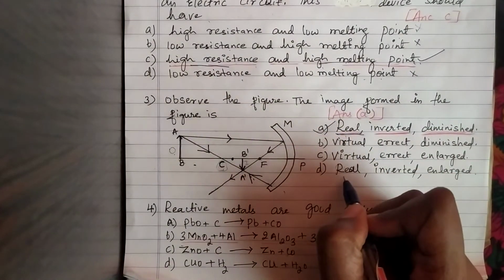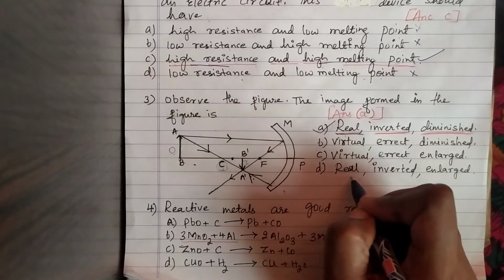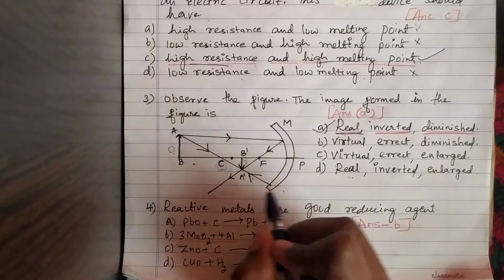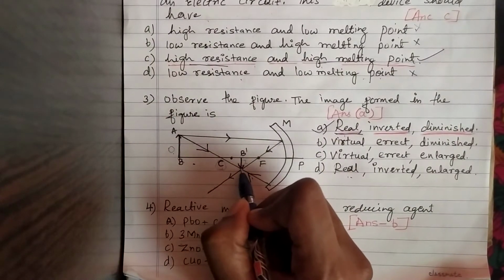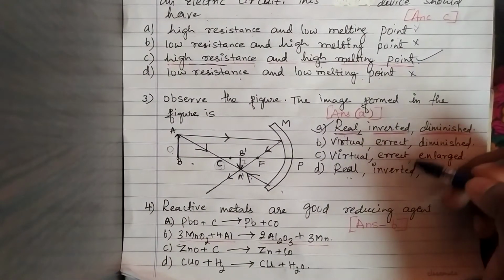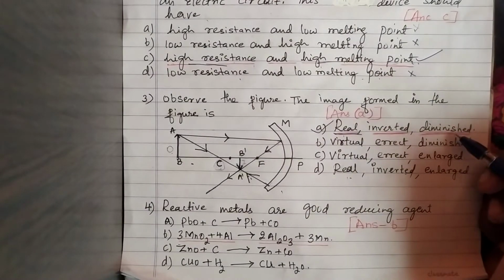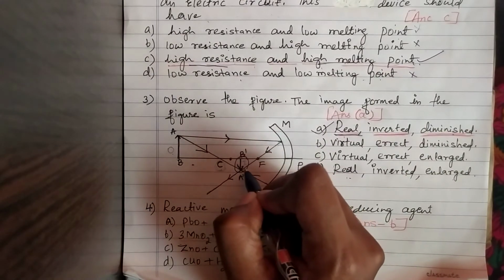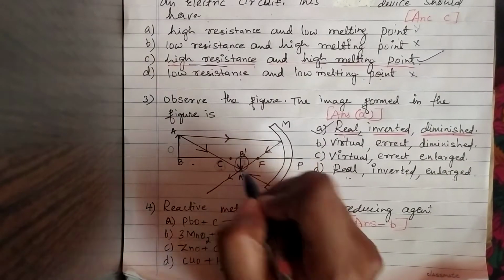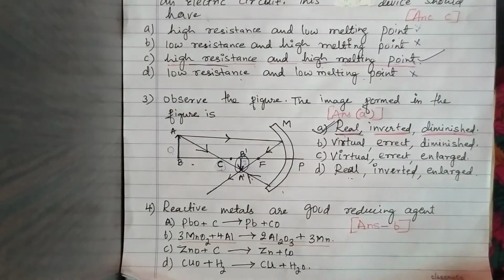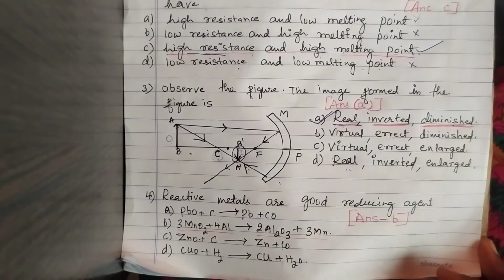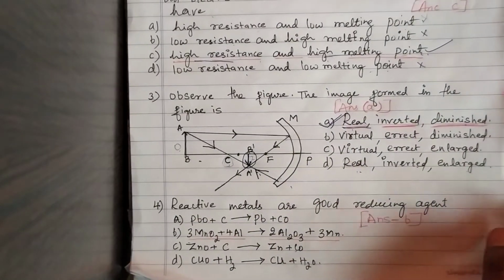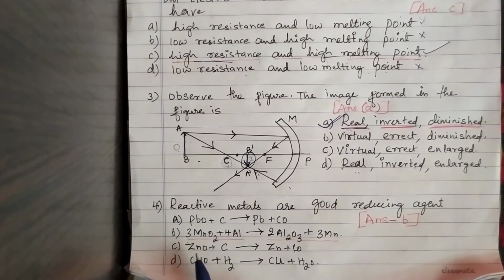Real is there in two options, so let's see whether option A or option D. The next thing is the image is inverted. Even inverted is there in two options. The third condition is diminished or enlarged. This image is diminished because it is small and not enlarged. So it goes with the first option. The third question's answer is the first option, that is real, inverted and diminished. Let's go to the next question.